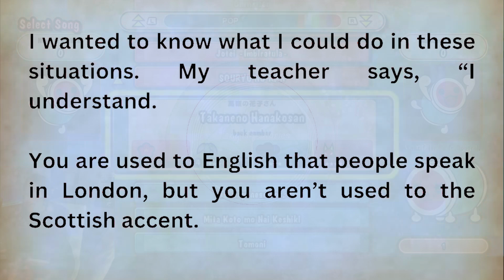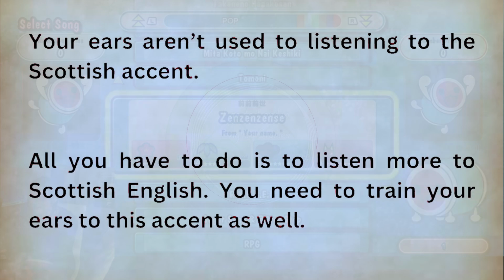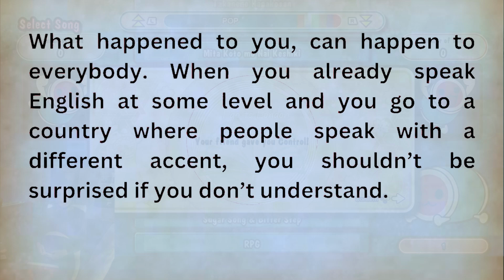My teacher says, I understand. You are used to English that people speak in London, but you aren't used to the Scottish accent. Your ears aren't used to listening to the Scottish accent. All you have to do is to listen more to Scottish English. You need to train your ears to this accent as well. What happened to you can happen to everybody.